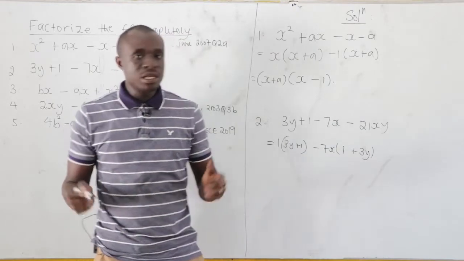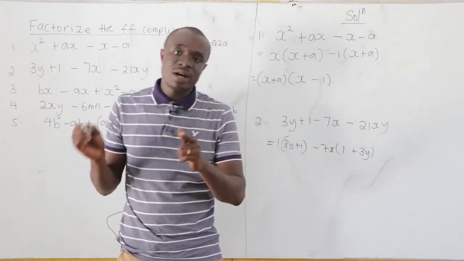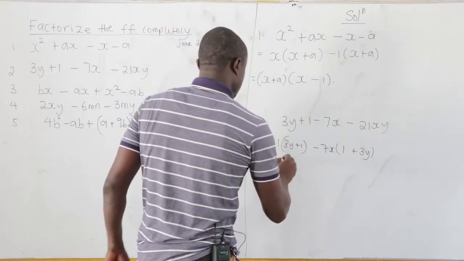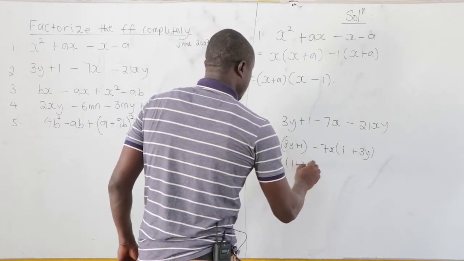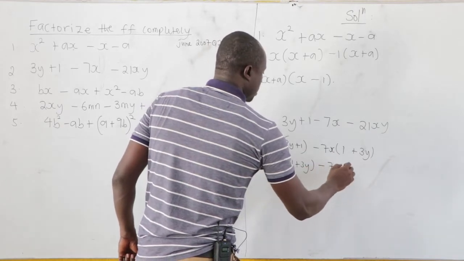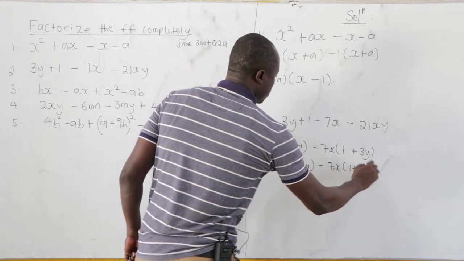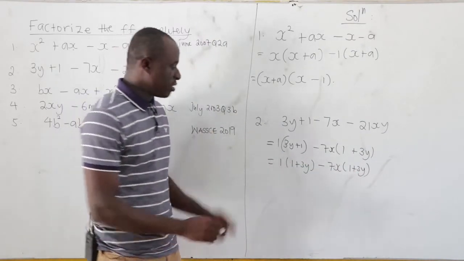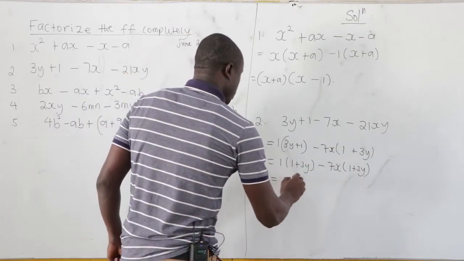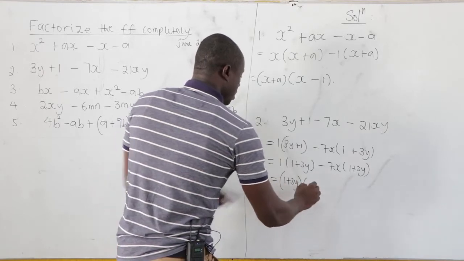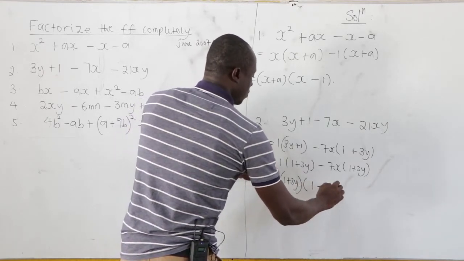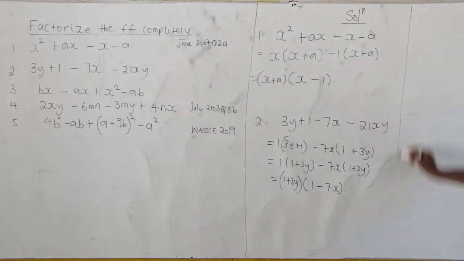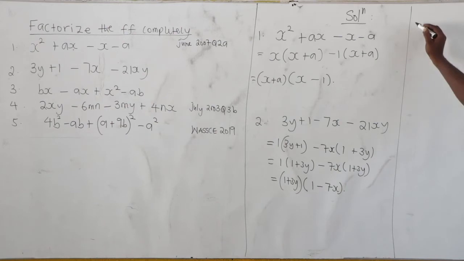Now, addition is commutative, so 1 plus 3y is the same as 3y plus 1. So we can rewrite this as 1 plus 3y minus 7x, we have 1 plus 3y. So 1 plus 3y is common. We can bring the 1 plus 3y out, and what do you have? 1 minus 7x.